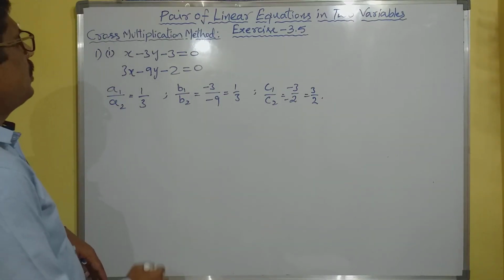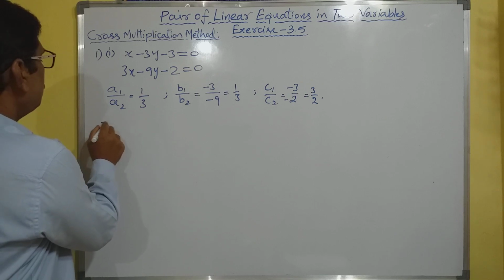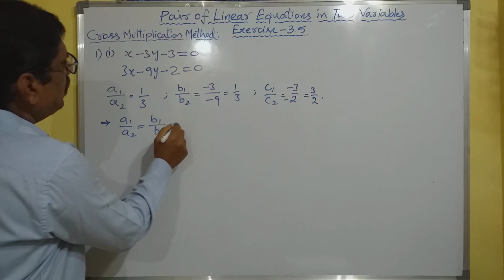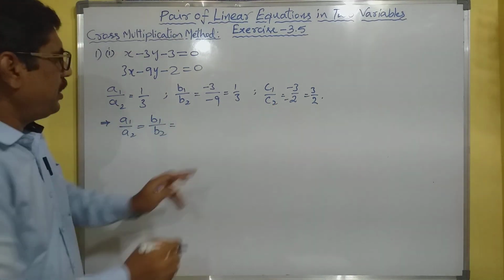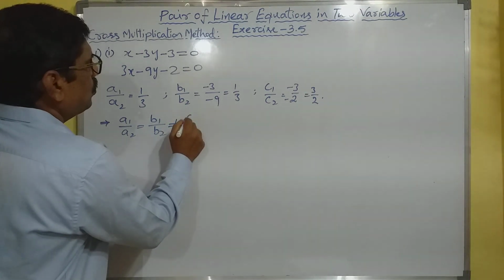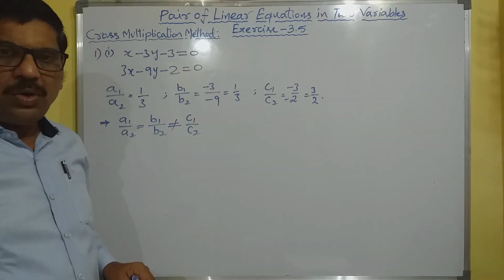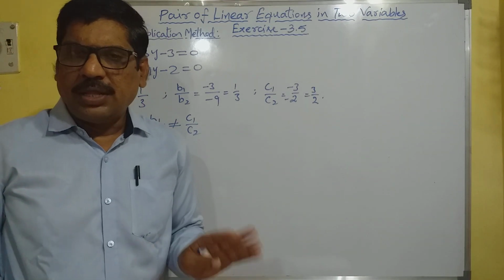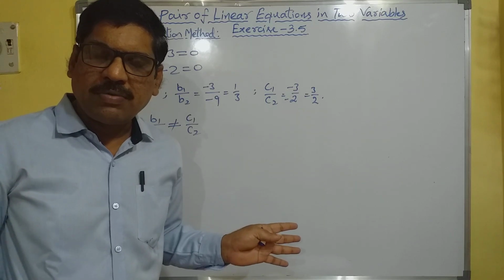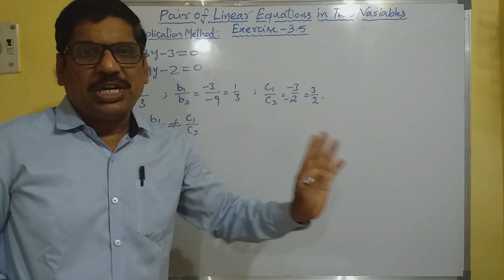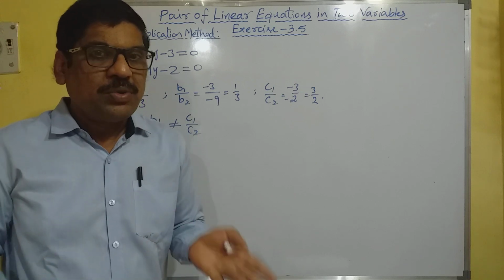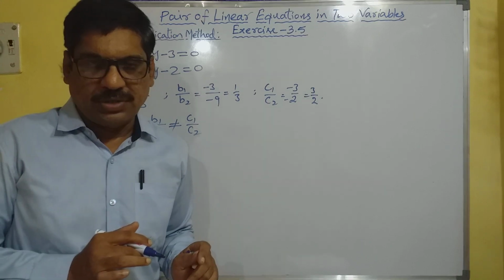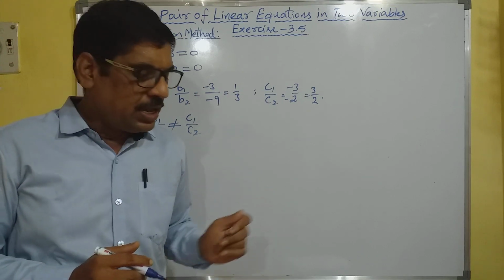Here you observe a1 by a2 and b1 by b2 both are same, 1 by 3 and 1 by 3, but these two are not equal to c1 by c2. Okay, here a1 by a2 is equal to b1 by b2 is not equal to c1 by c2. Then what can you say about the given pair of linear equations? They are inconsistent equations. Inconsistent equations means we get parallel lines when we try to draw the graph for the given equations. So there is no solution for the equations.